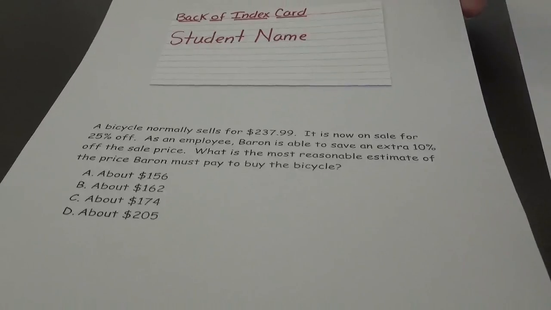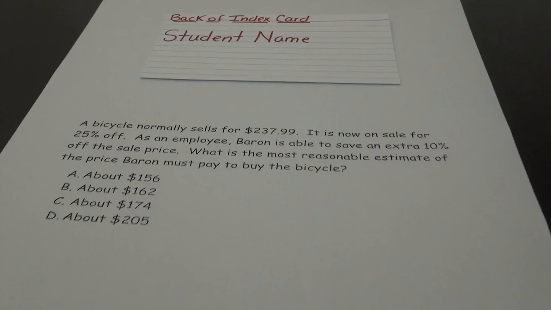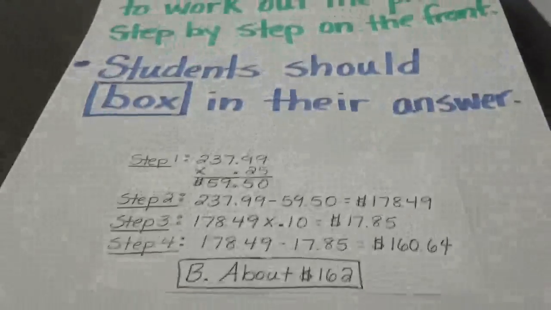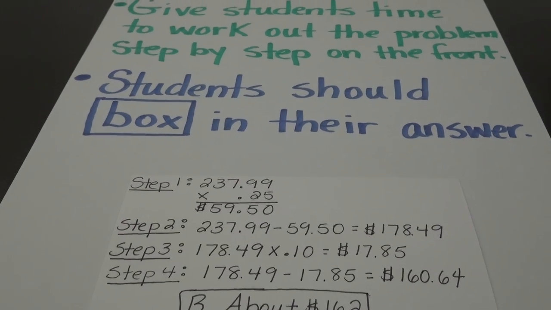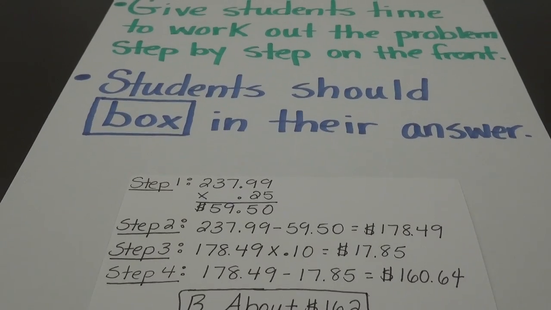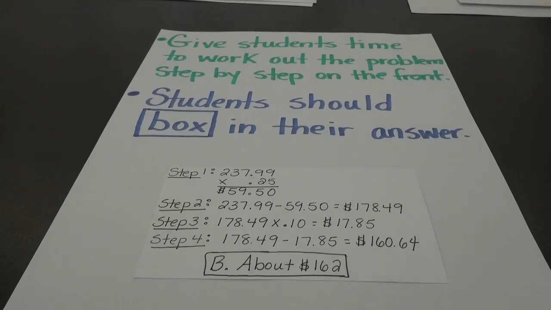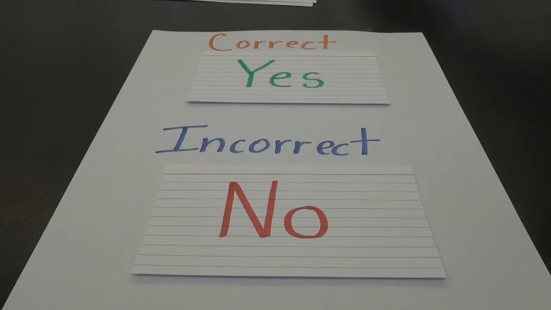Distribute one index card to every student and ask them to put their name on the back of the card. Display a problem such as the one shown. Remember, you can use any type of problem. Instruct students to solve the problem showing each step that they use to get to their final answer on the front of the index card. Ask students to box in their final answer so that you can easily see what they intended to be their answer.